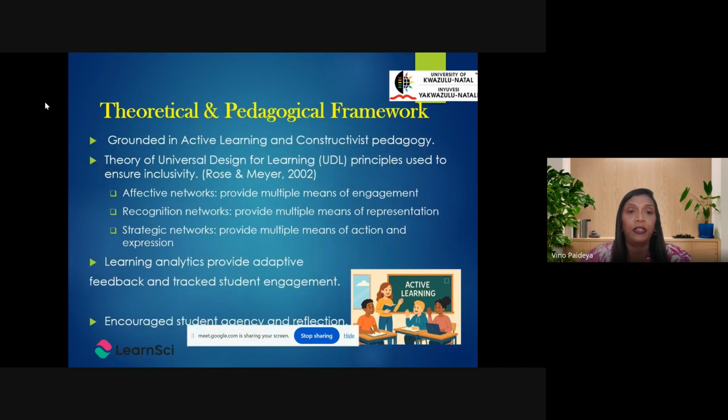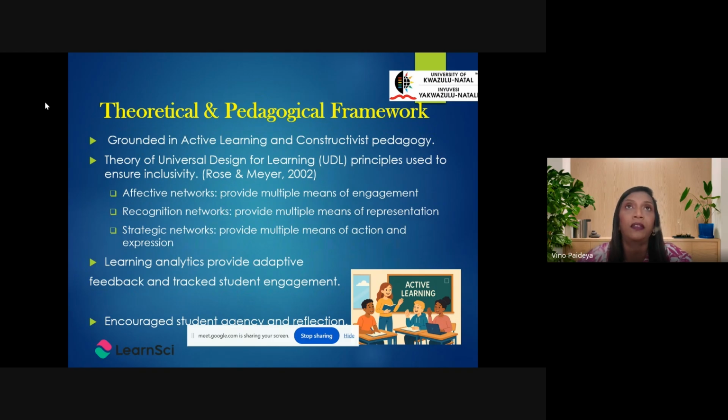So just to talk you through a little bit about the theoretical framework that it's based on. It's grounded on active learning and constructivism, and the theory of universal design for learning by Rose and Meyer, 2002, if you'd like to have a look at these theories. Affective networks provide multiple means of engagement, allowing students with different abilities to engage differently. Recognition networks provide multiple means of representation.